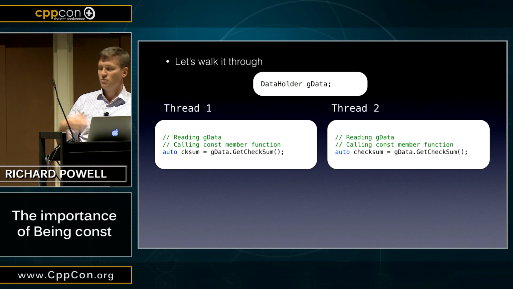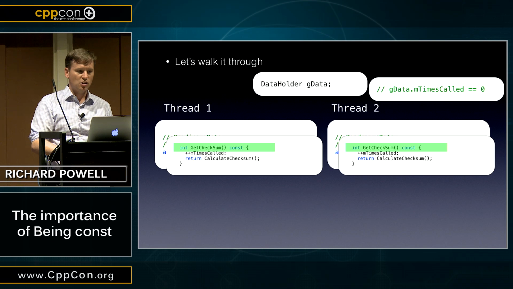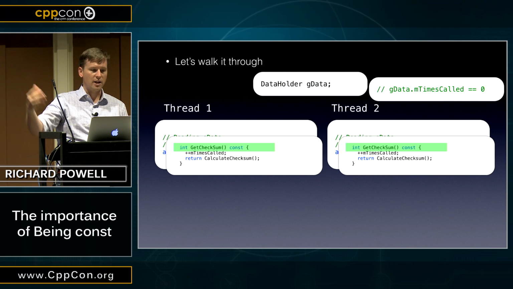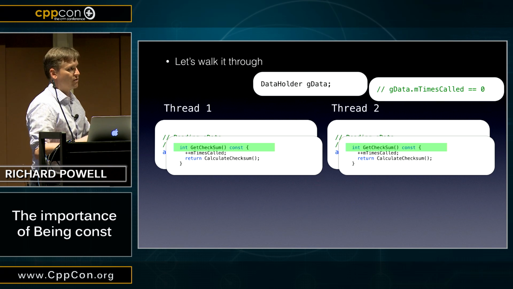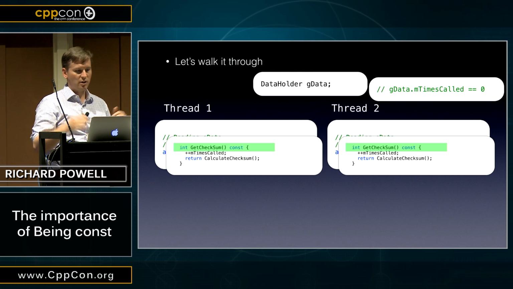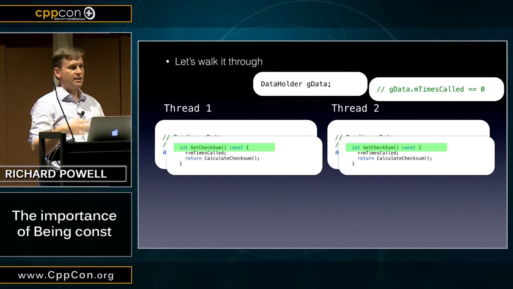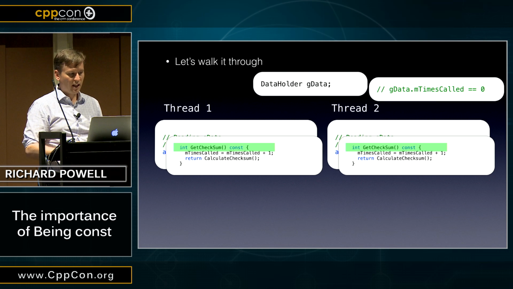So let's go through and examine where the race condition is, because it may not be completely obvious. I have a global data object holder, and I'm going to call GetCheckSum on two different threads at the same time. The green bar here represents my threads and which line they're executing. At one point in time, let's say gdata has never been called, and so num times is set to 0. Thread 1 is on my left, and thread 2 is on my right. Let's walk through what happens.